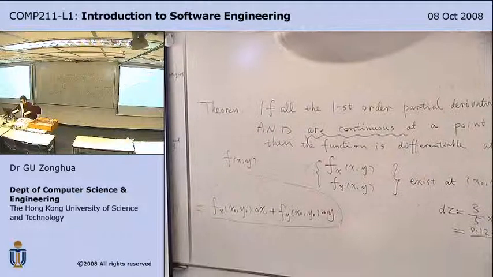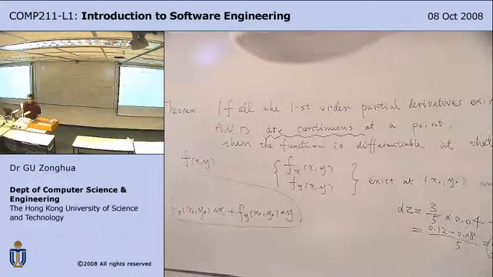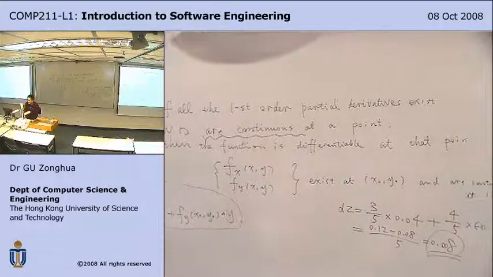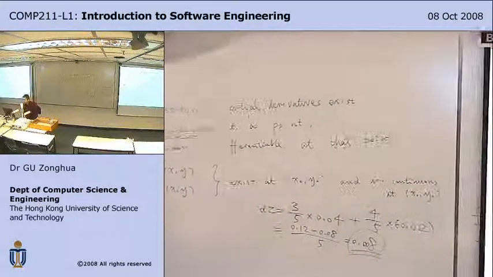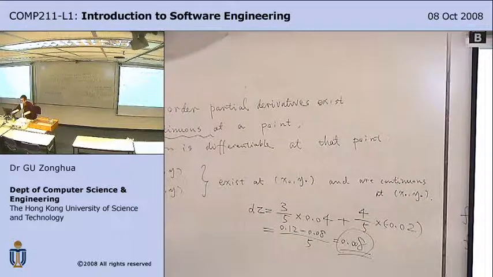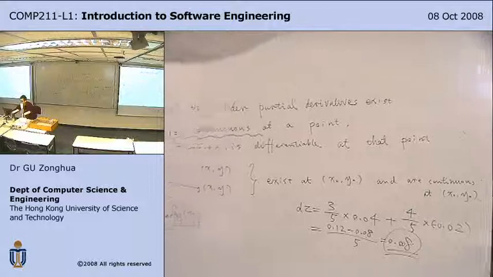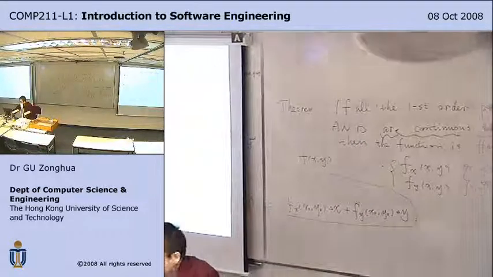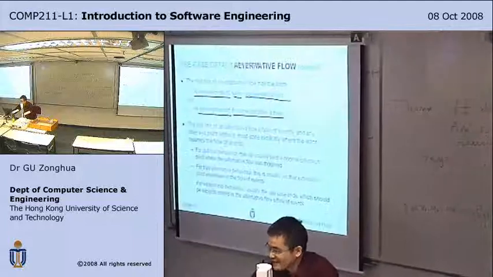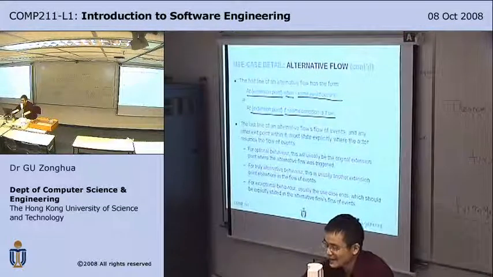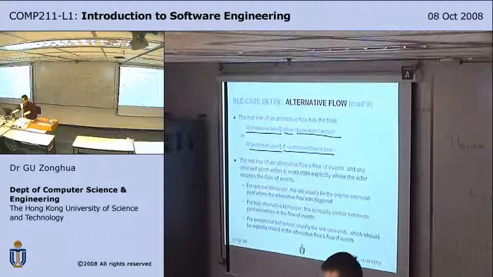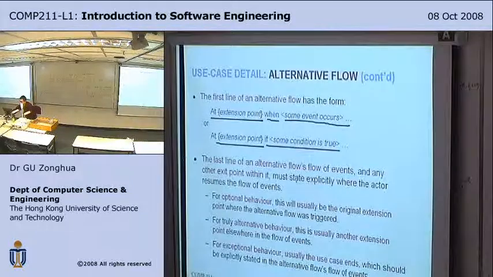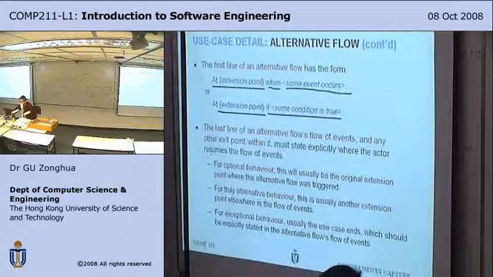So extension point is the point you specify in your basic flow as tags, right? And then in the alternative flow, you specify where you perform the alternative flow at these specified locations. So the last line of an alternative flow event and other exit points within it must state explicitly where the actor resumes the flow of events.